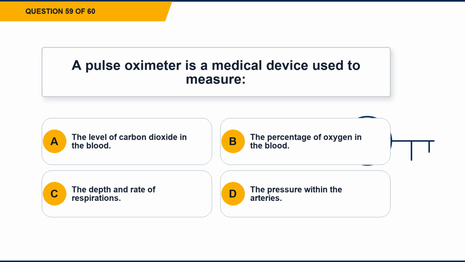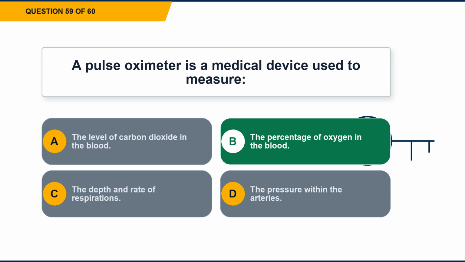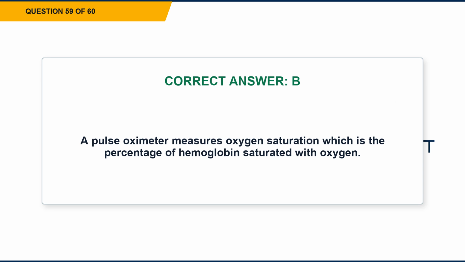Question 59. A pulse oximeter is a medical device used to measure: Option A, the level of carbon dioxide in the blood. Option B, the percentage of oxygen in the blood. Option C, the depth and rate of respirations. Option D, the pressure within the arteries. The correct answer is option B, the percentage of oxygen in the blood. Explanation: a pulse oximeter measures oxygen saturation, which is the percentage of hemoglobin saturated with oxygen.